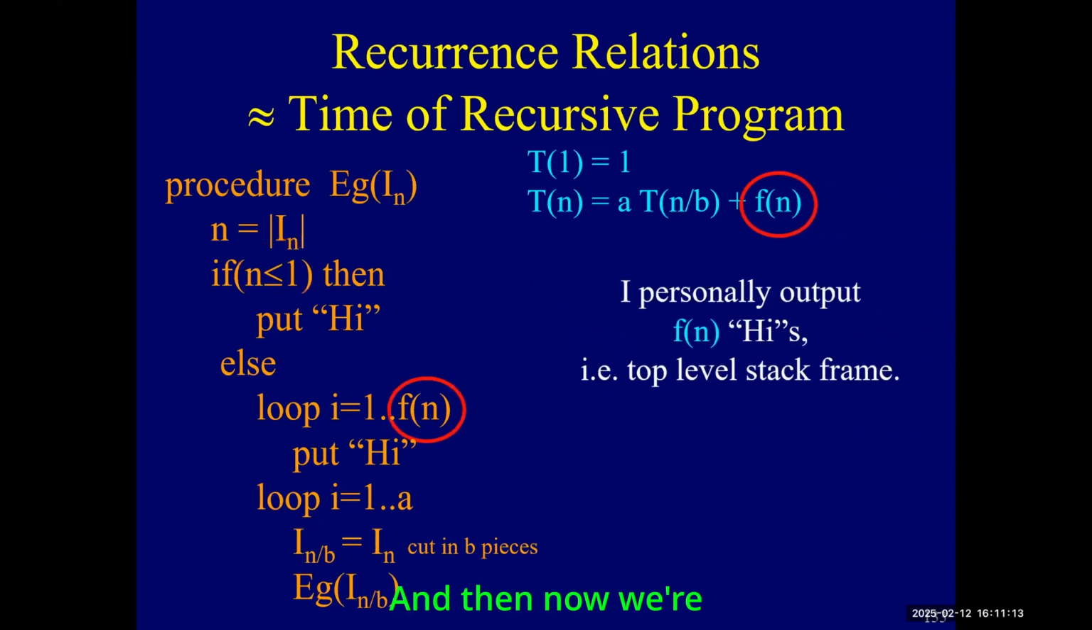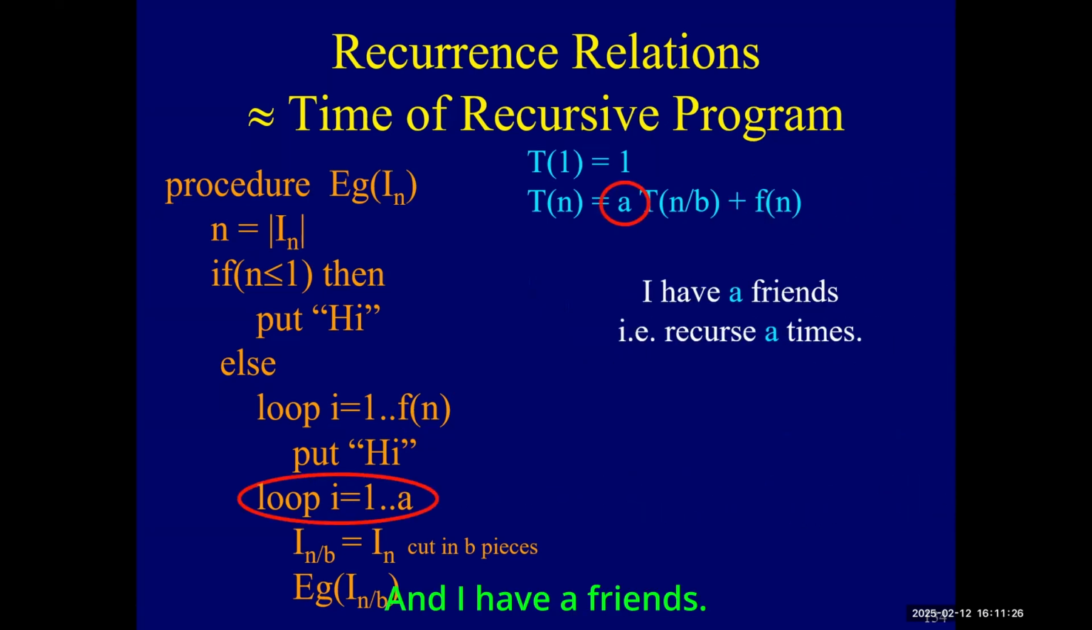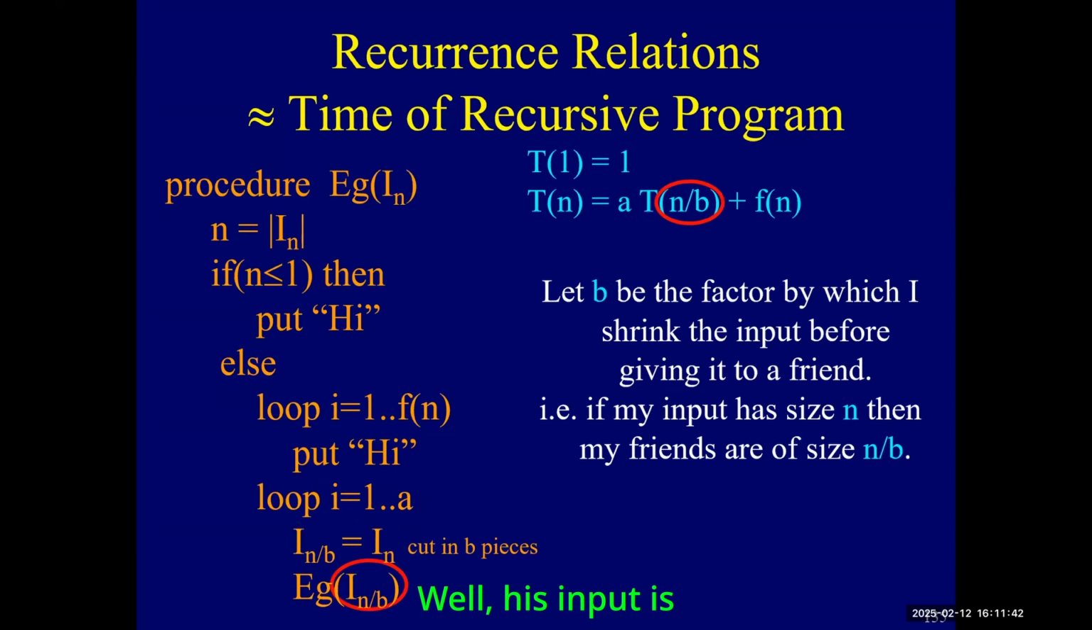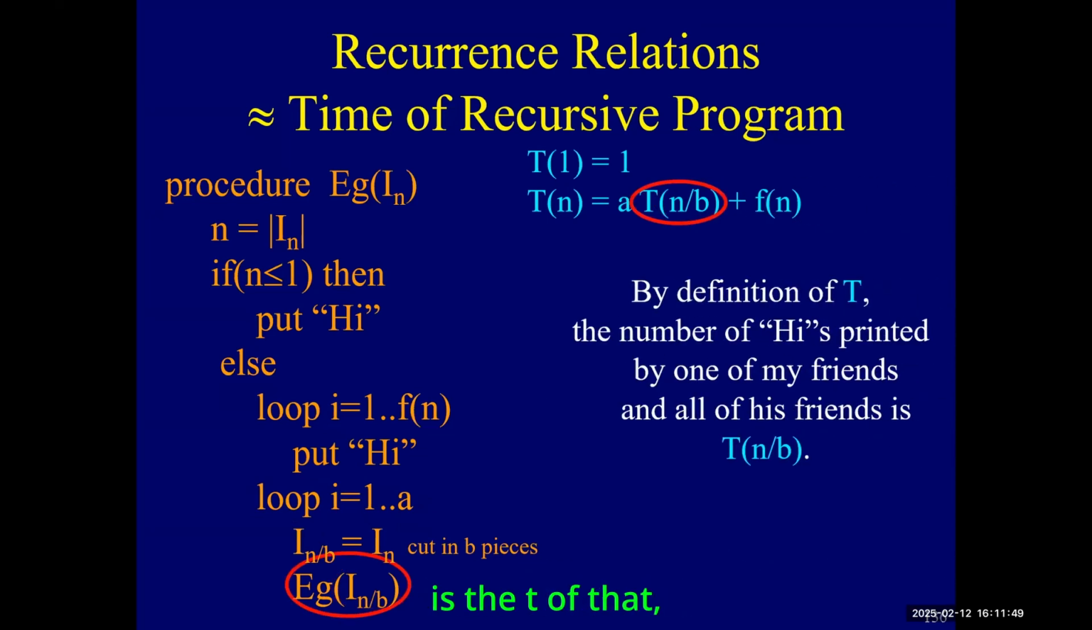Now we're trying to calculate the total work done by me and all my friends on input of size n. So I do f of n work, and I have a friends. I want to know how much work each friend does, narrowing down to one friend and all his friends. Well, his input is of size n over b, so how much work he and all his friends do is P of n over b. Does that make sense? You getting this recurrence relation? Should we talk about it some more?